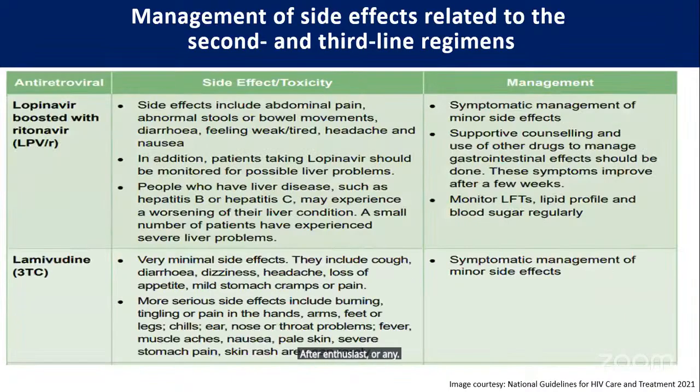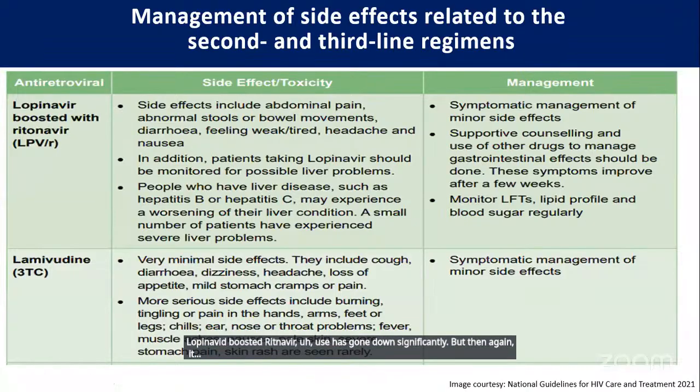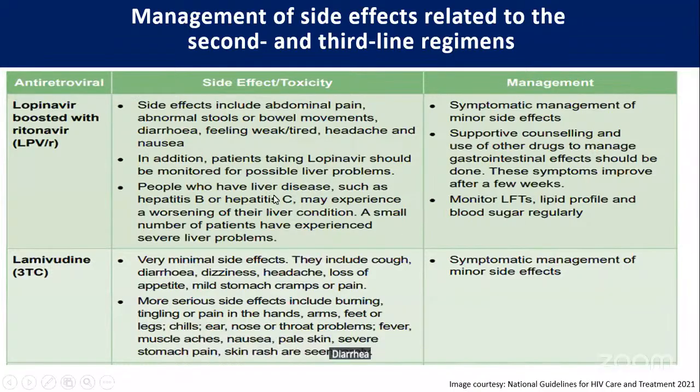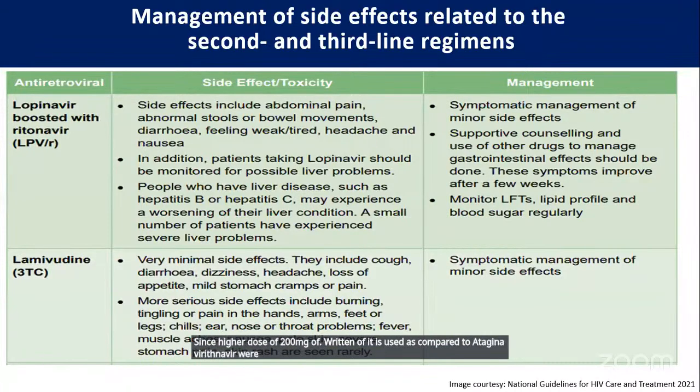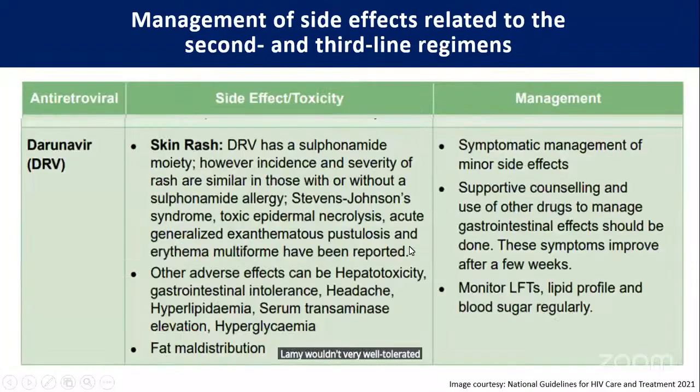buffered medication. Lopinavir boosted ritonavir use has gone down significantly, because GI side effects are common, abdominal pain, diarrhea, and the metabolic side effects of PIs are more, since a higher dose of 200 milligram of ritonavir is used as compared to atazanavir ritonavir, where 100 milligram of ritonavir is used to boost atazanavir. Lamivudine is a very well tolerated drug, not much of an issue.